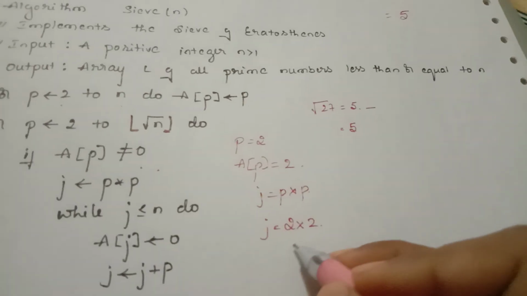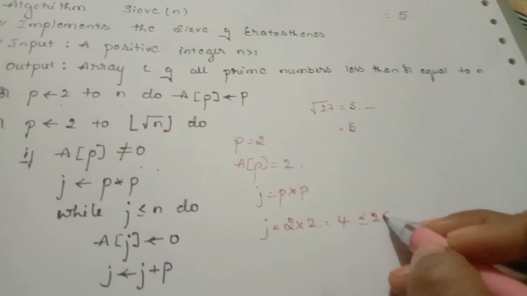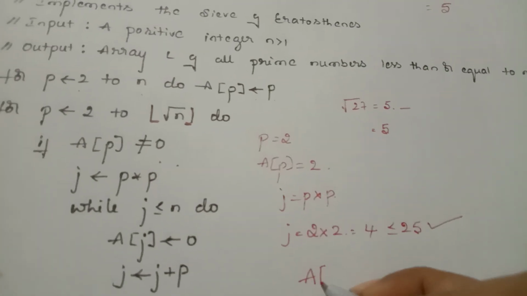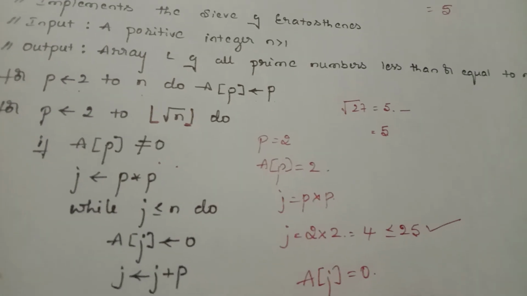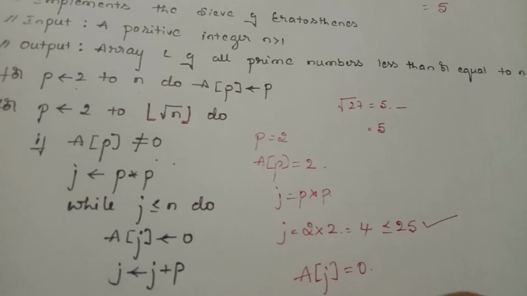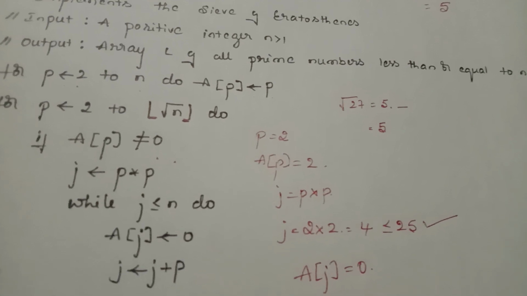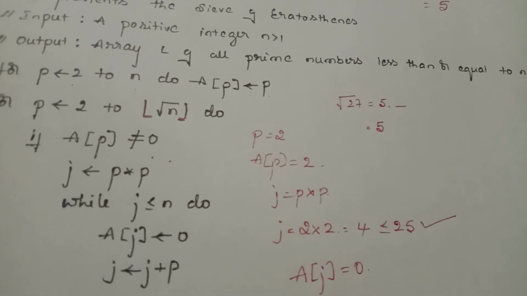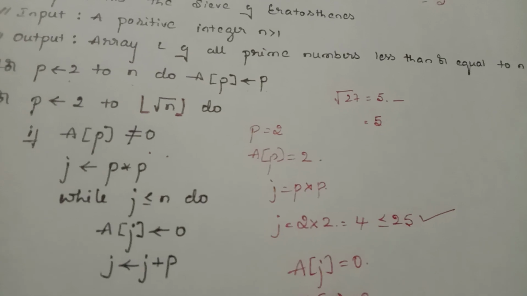J is less than n, that is 4 is less than or equal to 25. Yes, this condition is true. Then we have to make a of j equal to 0. What is this a of j? A of 4 is equal to 0. After that, we have to increment j with the j value plus p. We know that the p value is equal to 2. So j is equal to 4 plus 2, that is nothing but 6.